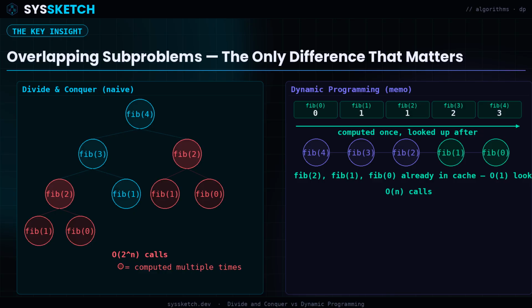That duplication compounds exponentially, giving a tree with O of 2 to the n nodes for an input of size n. Dynamic programming sees the same recursion tree but adds one crucial layer: a cache. The very first time fib of 2 is computed, its result is stored. Every subsequent call is an O of 1 lookup. The entire exponential tree collapses to a single linear chain of n unique computations. Same recurrence relation, completely different runtime because of that one design choice.